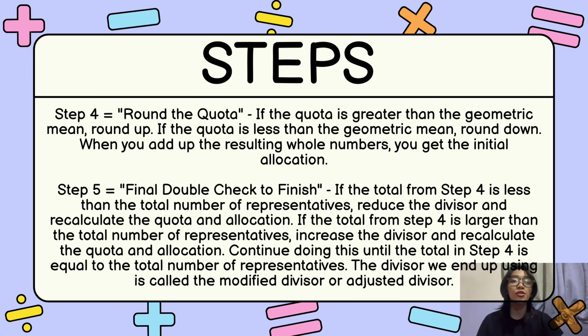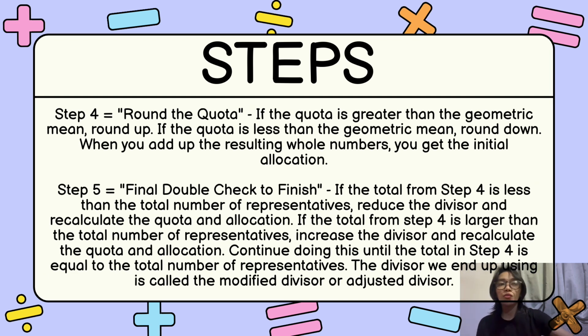If you allocated too few seats, reduce the divisor. If you allocated too many seats, increase the divisor. Recalculate the quota and allocation with the new divisor and keep doing this until the total number of seats matches the number of representatives. The divisor you end up using is called the modified divisor or adjusted divisor. So that's all for steps and procedures.